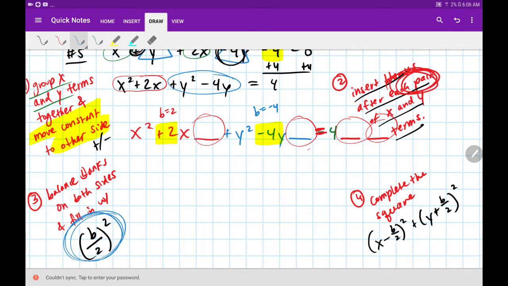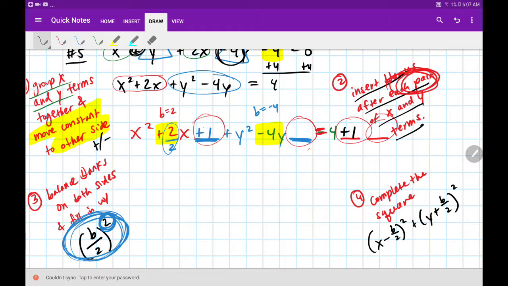And so to fill in my x blank and my y blank, I need to do this process. Take that b value, which is 2. You're going to divide it by 2. You can show the work right there if you want to. So 2 divided by 2 is 1. But then you have to square that. That's this piece. Square it. So 1 squared is 1. So put a plus 1 here. Well, if I added 1 on the left, I have to add 1 on the right.